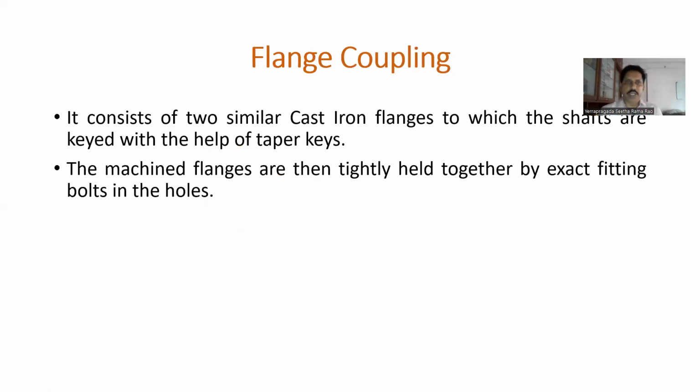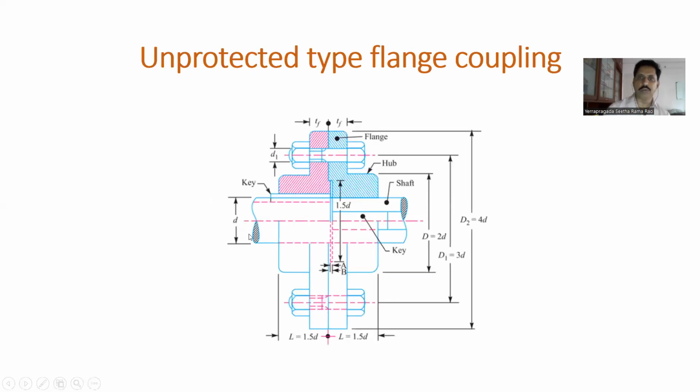And the next one is the flange coupling here. It consists of two similar cast iron flanges, on which the shafts are keyed with the help of taper keys. And the machined flanges are also very tightly held together by exact fitting of the bolts in the holes. You see here how the flanges are exactly machined in such a way that they fit into the holes of the bolts. Here you see how it is fitting. These are machined so accurately in such a manner as to fit into the drilled holes of the bolts. Very accurately we can do the fixing of the flanges here.